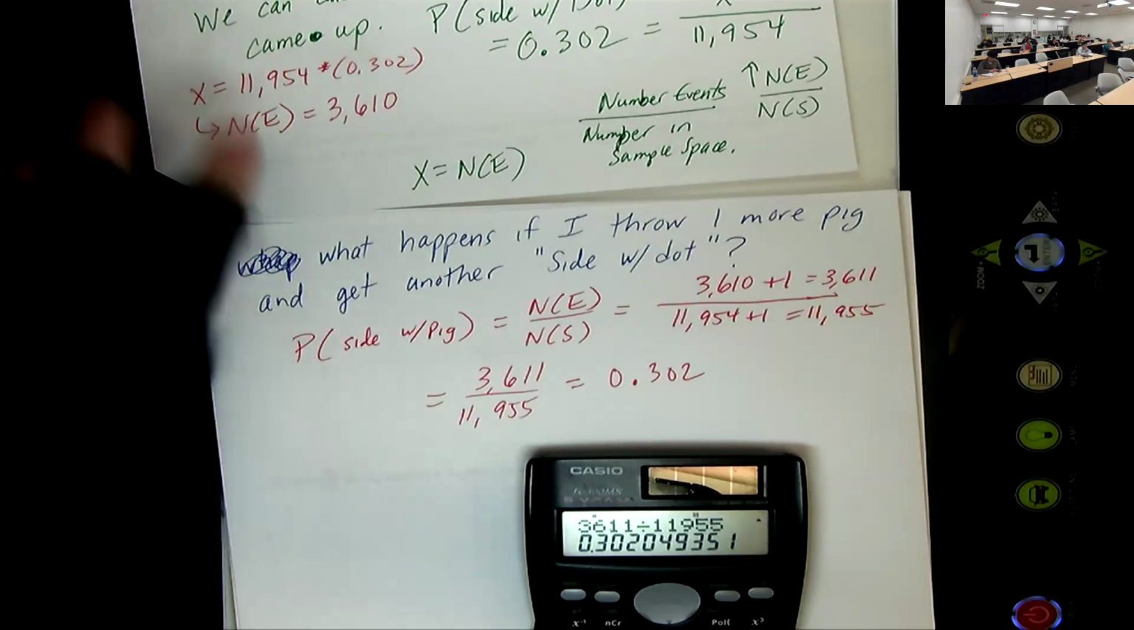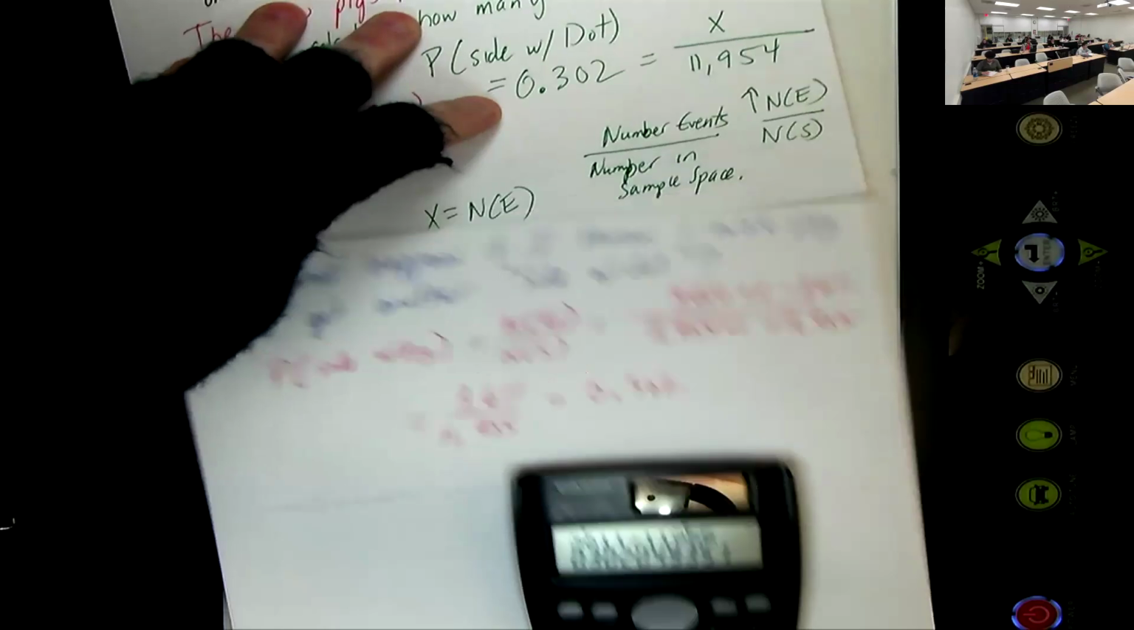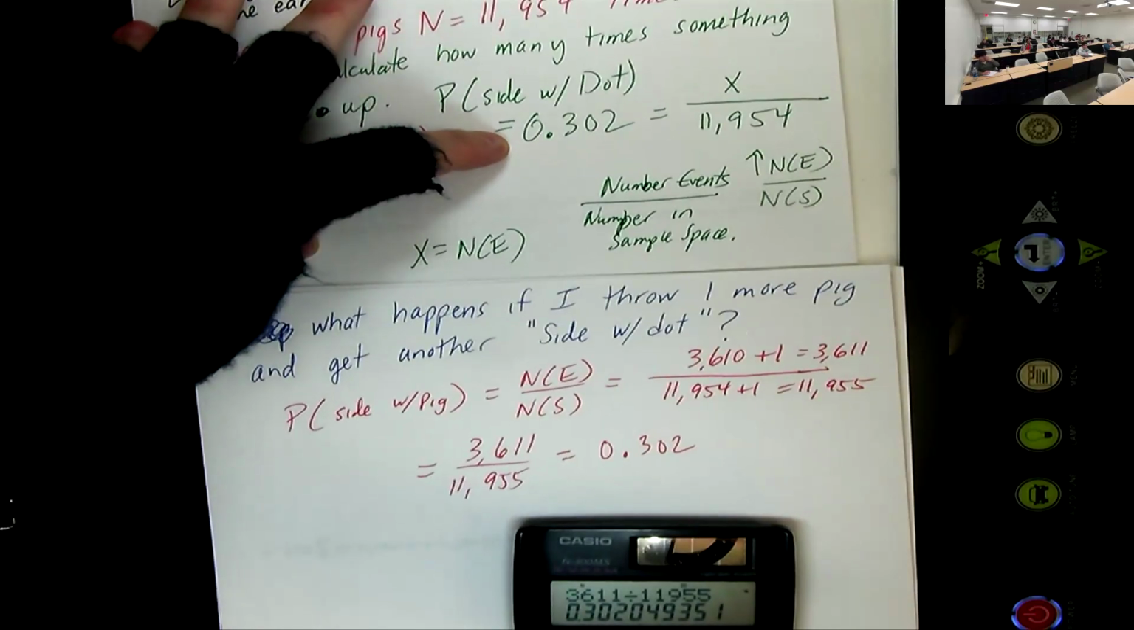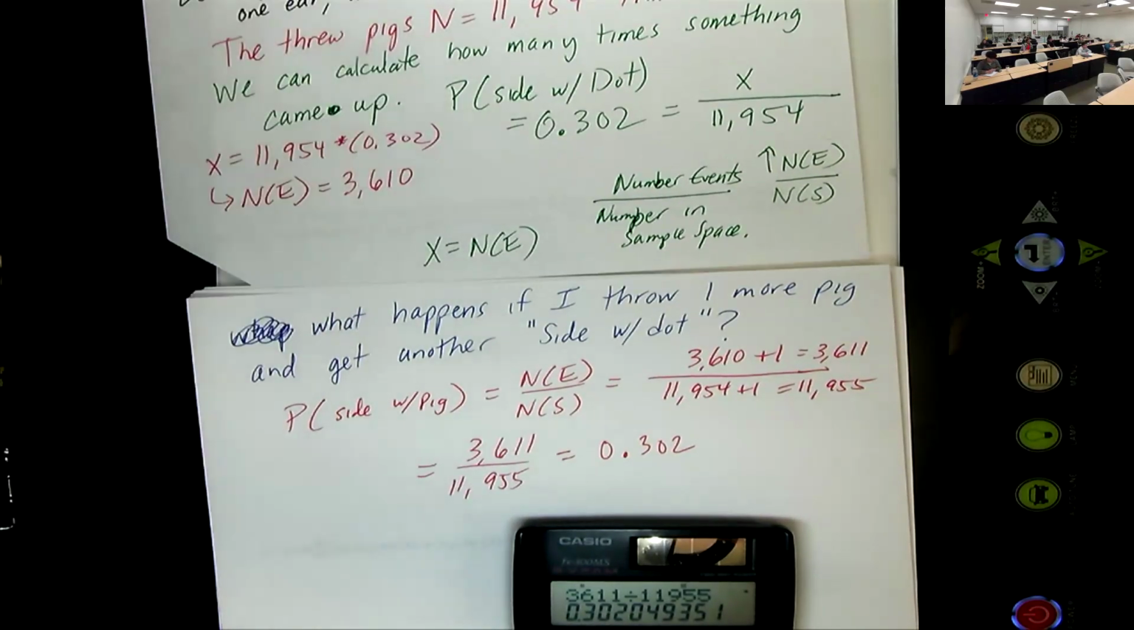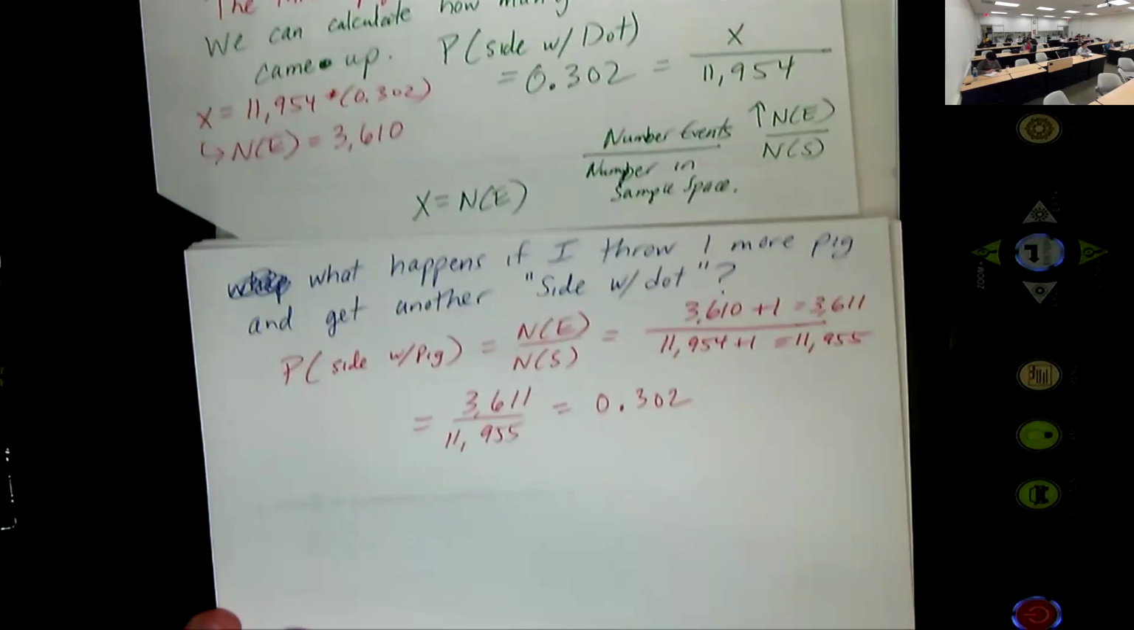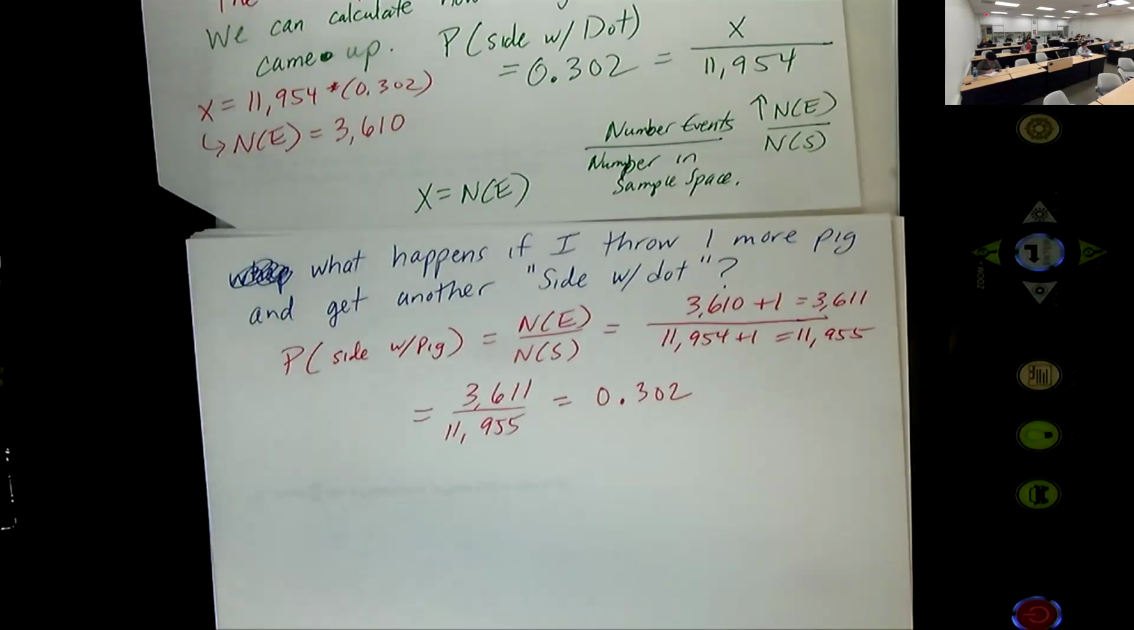Probability didn't change. That's what it was before. It didn't change. At some point, doing more experiments, the effect of a single experiment is in such a low number of decimal places that it stops affecting the probability. This is called the law of large numbers.